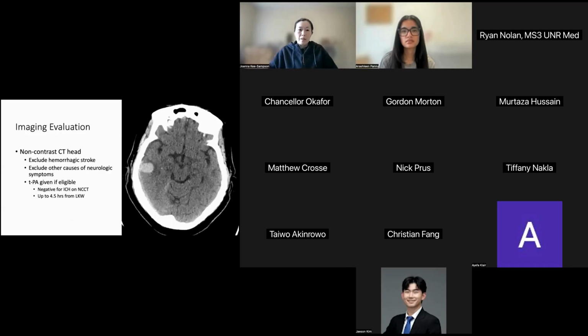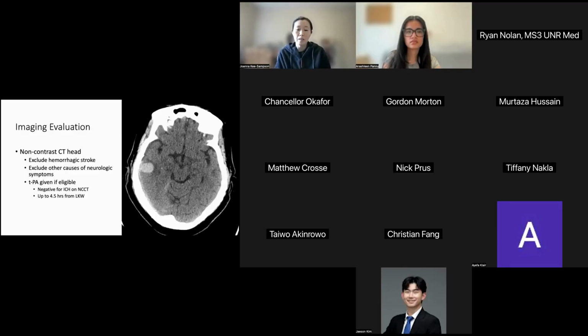And then moving on to imaging evaluation. The first imaging evaluation that all patients presenting with stroke symptoms will get is a non-contrast CT head. The purpose of this is to exclude any hemorrhagic stroke as the cause of the patient's neurologic symptoms, because if they have a hemorrhagic stroke, you don't even want to consider giving them intravenous thrombolytics, right? That's a contraindication. And then the non-contrast CT head is also done to exclude other causes of neurologic symptoms.